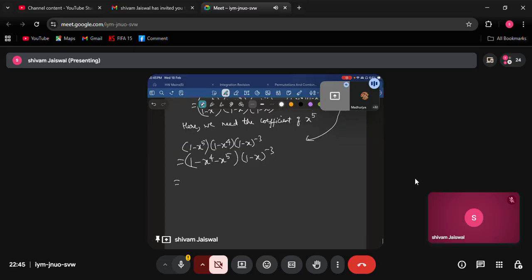Okay, so this was simple. It will be 1 minus x whole to the power minus 3, minus x to the power 4 into 1 minus x whole to the power minus 3, minus x to the power 5 into 1 minus x whole to the power minus 3. Here we need the coefficient of x to the power 5. In the next one, we need the coefficient of x. Over here, we need only one.